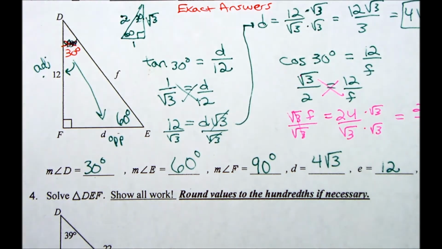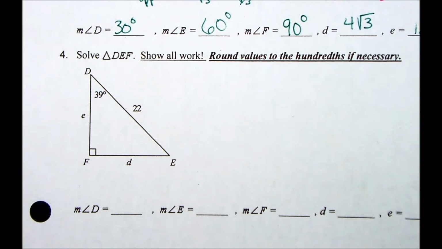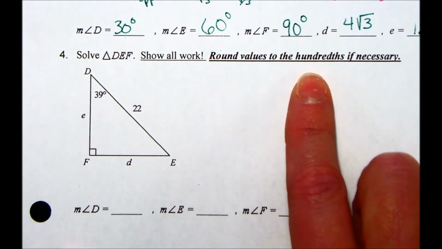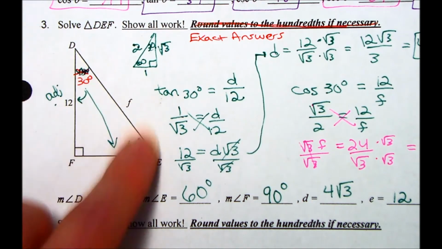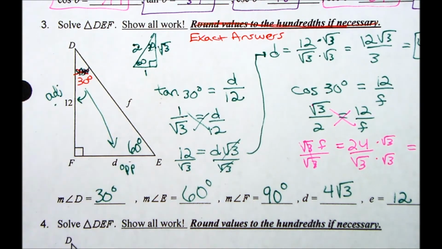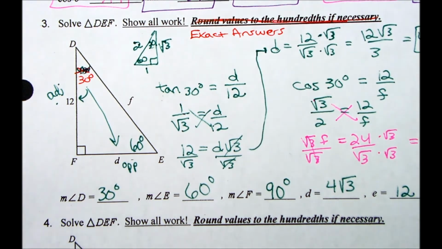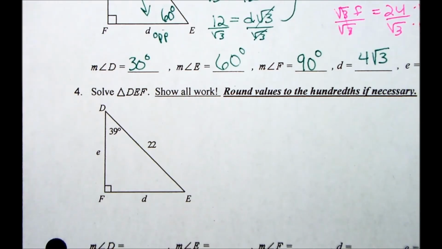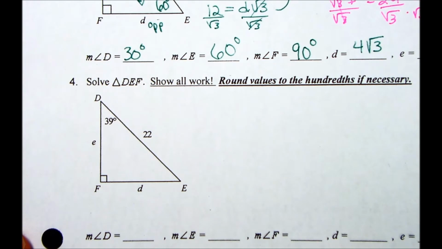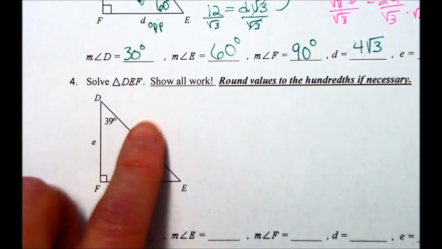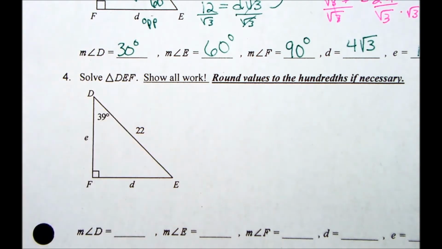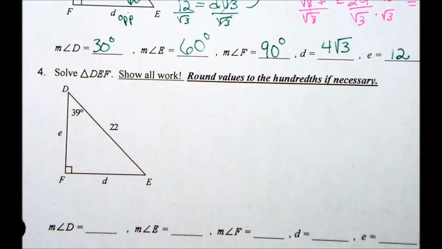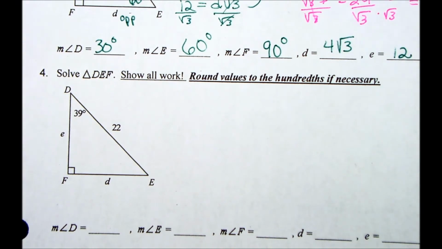All right, moving on to number 4. Now number 4, we are going to use a calculator, and you're going to round to the hundredths. So you will have a problem like number 3, where you're going to have a 30, 60, 90 triangle, or maybe a 45, 45, 90 triangle. And then you're also going to have one that is not a special triangle, which you'll have to use the calculator, but you're going to round to the hundredths, so that's 2 decimal places.